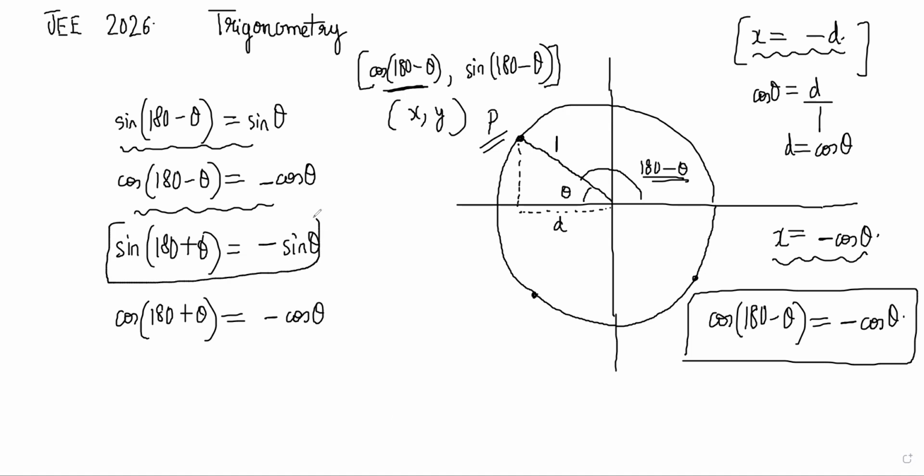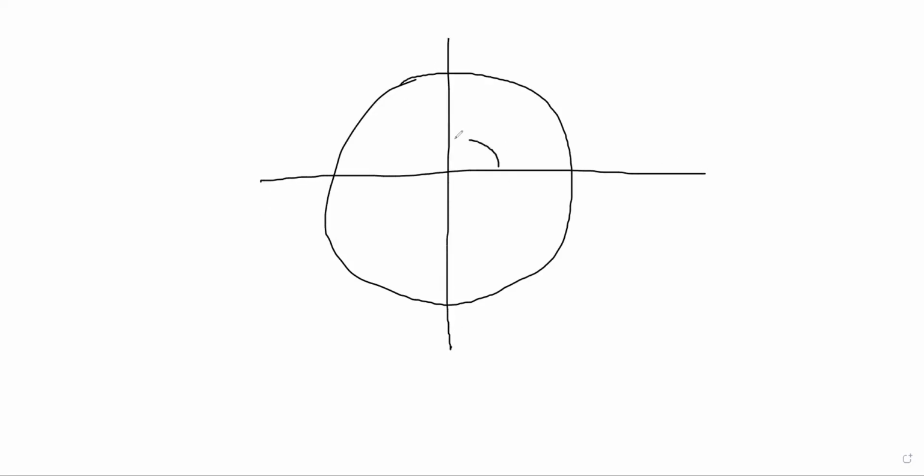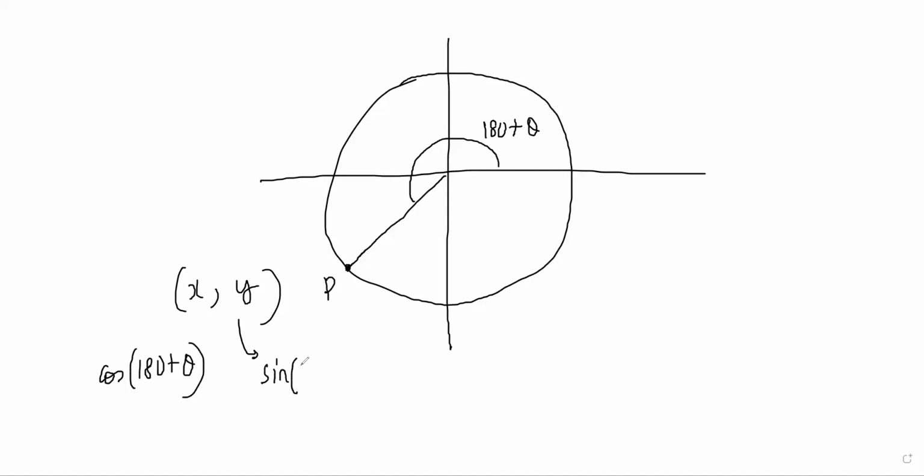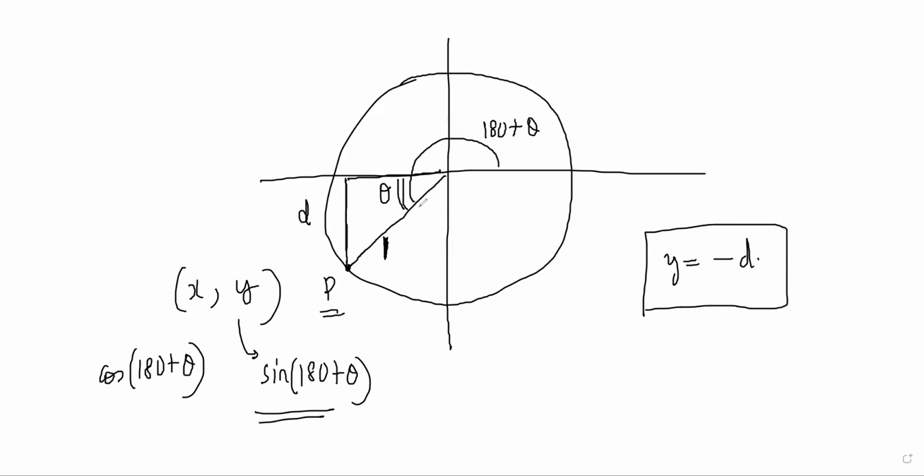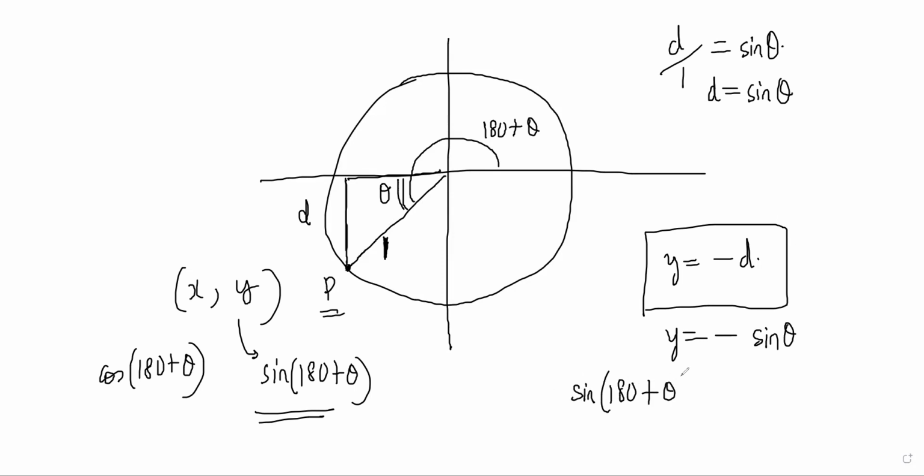If you have to show that sine 180 plus theta is minus sine theta, we will again. Yes, sir. Same steps, like in the triangles. This is my point. This is 180 plus theta. This point's x and y coordinates will be what? X coordinate will be cos 180 plus theta. Y coordinate is sine 180 plus theta. So we have to find the y coordinate of this point. Let's say this distance is d, this is 1, this angle is clearly theta. The y coordinate of this point P is equal to minus d. And in this small right angle triangle, we can say d by 1 is equal to sine theta. So d is sine theta. So y coordinate is minus sine theta, and y coordinate was sine of 180 plus theta.